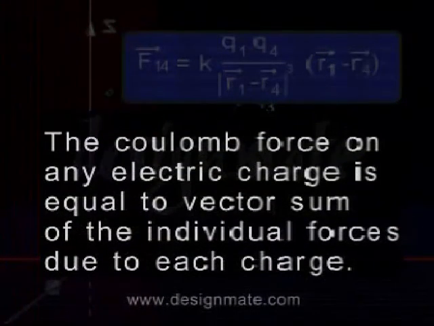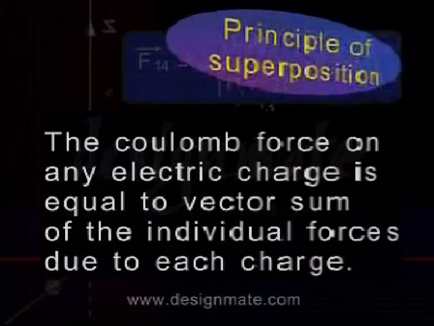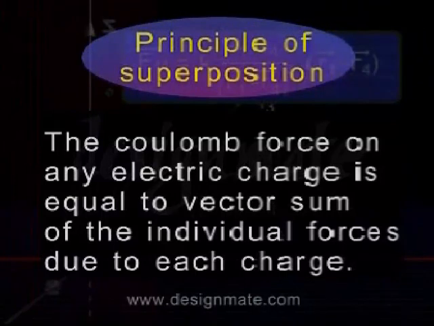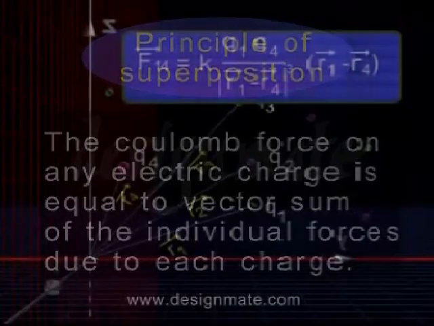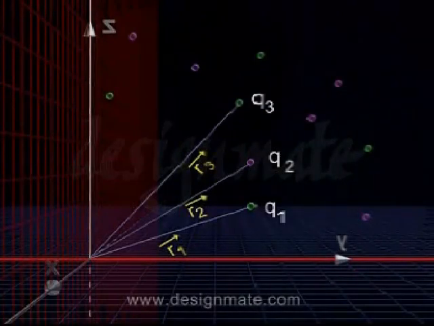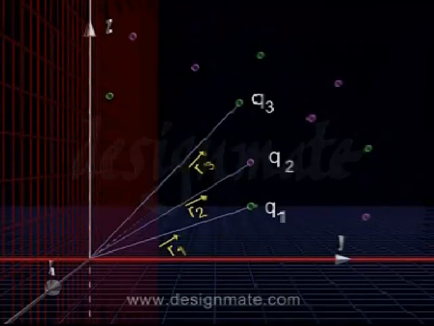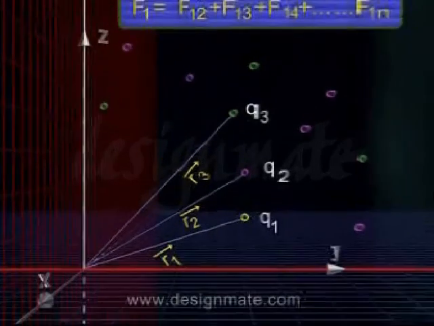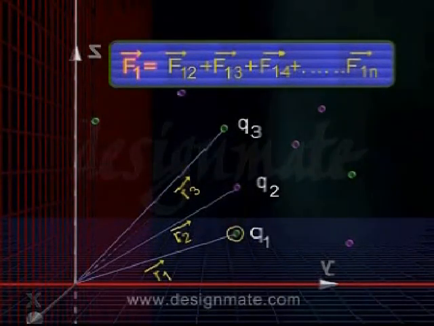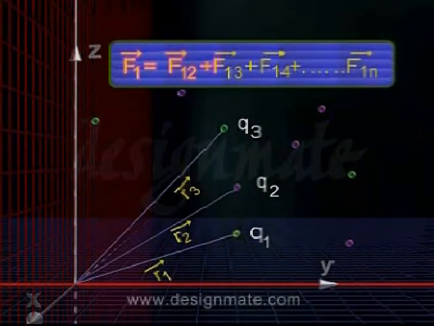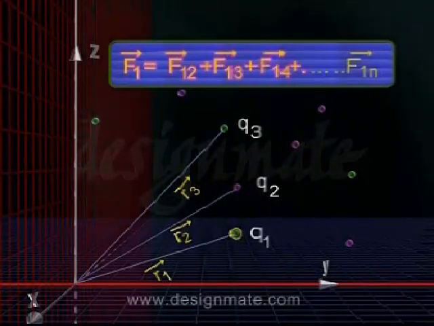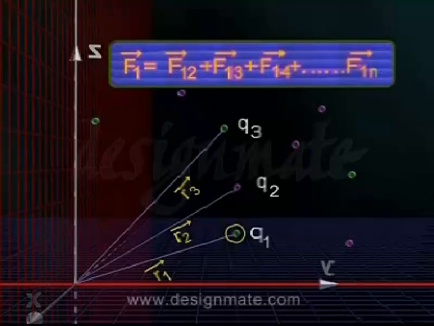The Coulomb force on any electric charge is equal to the vector sum of the individual forces due to each charge. This statement is known as the principle of superposition. This principle is experimentally established. Now, according to the principle of superposition, the total force on the charge Q1 will be vector F1 is equal to vector F12 plus vector F13 plus vector F14 and so on, up to vector F1n.